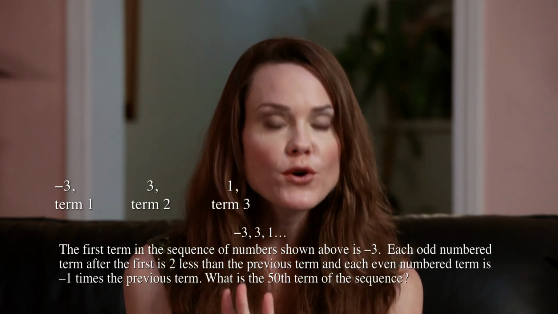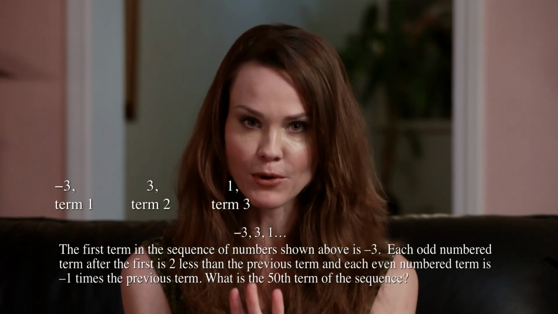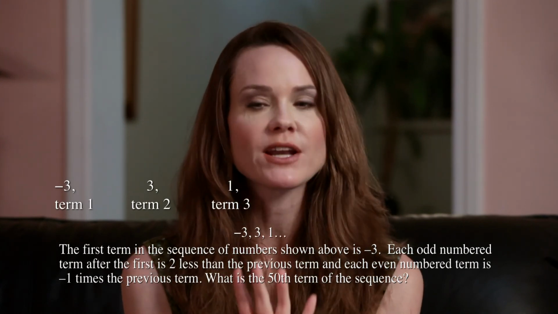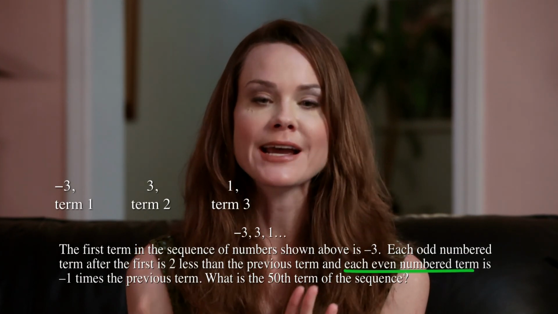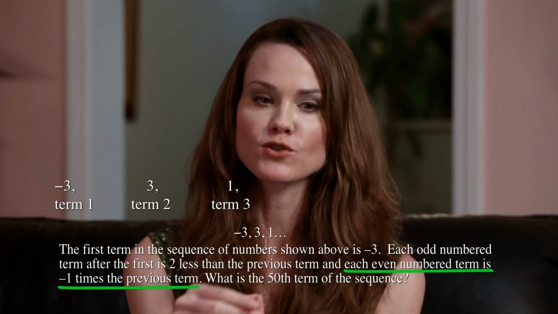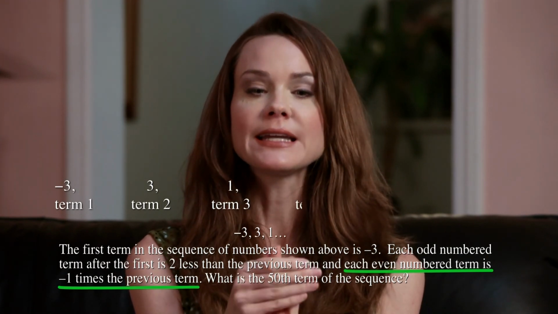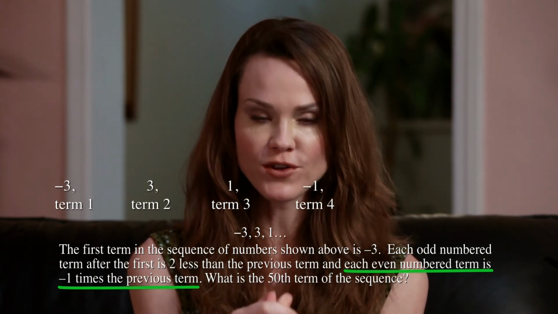When you're on the fourth term, 4 is an even number, so the fourth term is an even-numbered term. And what do we do with even-numbered terms? It's -1 times the previous term. So 1 times -1 gives me a -1 for the fourth term.